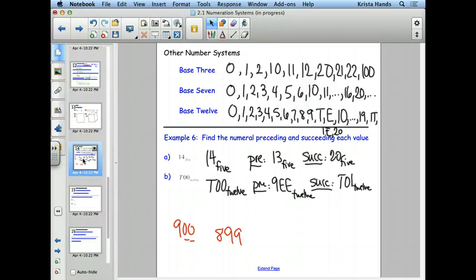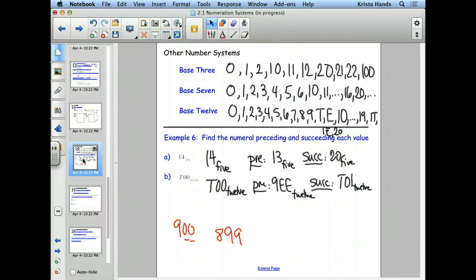What if we were working in our base system? What would come after 1, 4 in our base system? 1, 5, right? The number after 14 is the number 15. Why is 1, 5 not going to work on this one? Yeah, we ran out of digits. There is no 5 in base 5. So 1, 4 is as large as we can go in that 1's place. The 4 is as big as it can go.